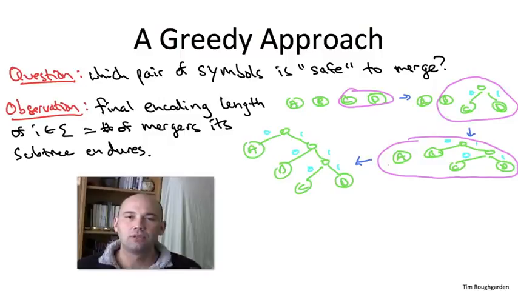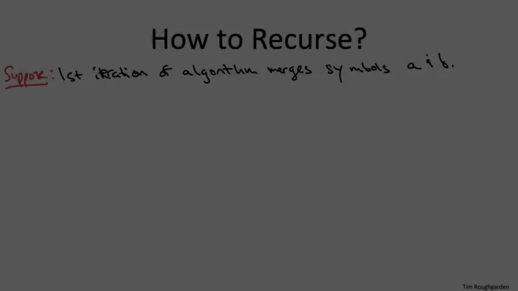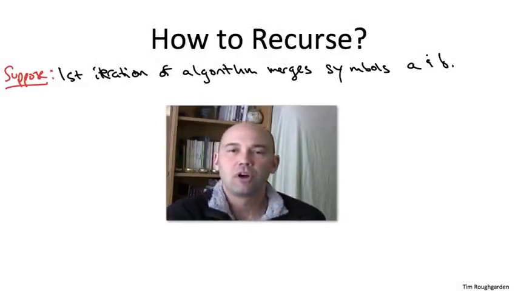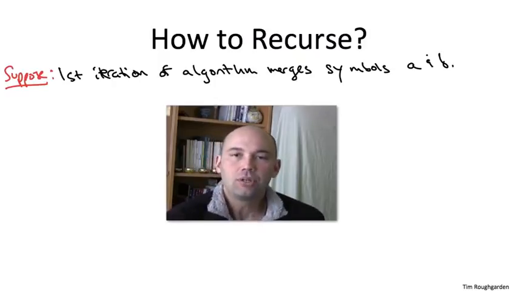The next question is, how are we going to recurse? So I'll let you think about that in the following quiz. So let's agree that the first iteration of our greedy heuristic is going to merge together the two symbols that possess the lowest frequencies. Let's call those two symbols little a and little b. The question is then, how do we make further progress? What do we do next?